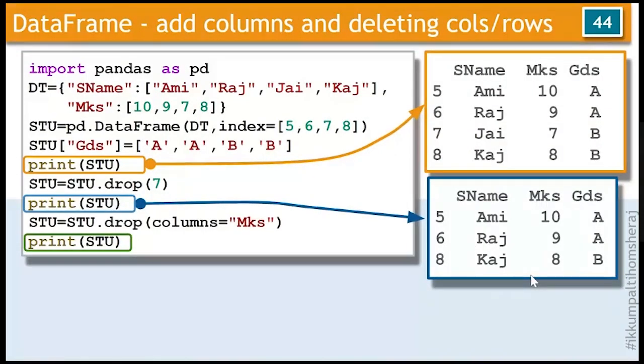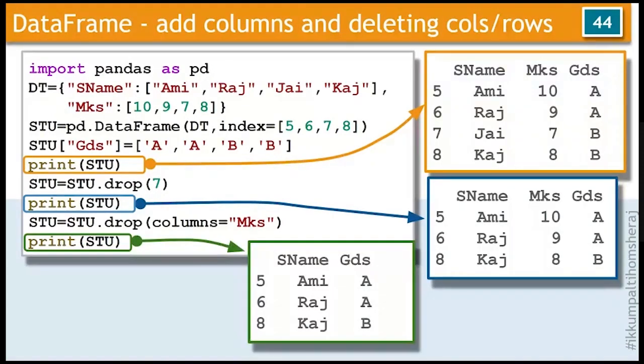Next, suppose I want to drop a particular column. I want to remove marks from here, and I write stu is equal to stu.drop, and we write columns is equal to marks. That means this particular column will be removed from this data frame. If you look at the final result, it contains 3 rows and 2 columns. In this, the marks column got deleted.